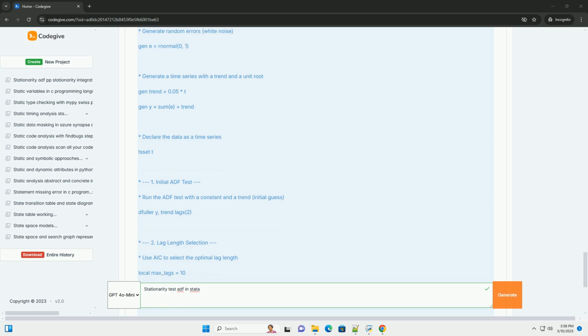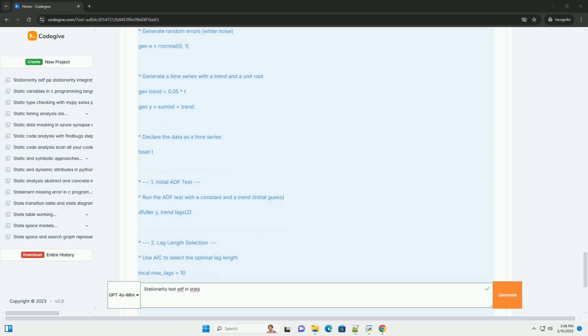5. Dealing with non-stationarity. If the ADF test indicates that your time series is non-stationary, you have a few options. Differencing. Take the first difference of the series, Δy_t = y_t - y_{t-1}. Sometimes, differencing once is enough to make the series stationary. If not, you might need to take second differences, the difference of the first differences.